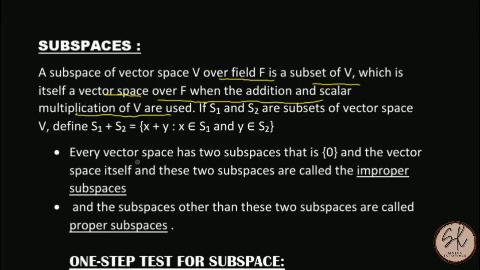Now here, every vector space has 2 subspaces, that is the zero subspace and the vector space itself, and these 2 subspaces are called the improper subspaces. And the subspaces other than these 2 subspaces are called the proper subspaces.